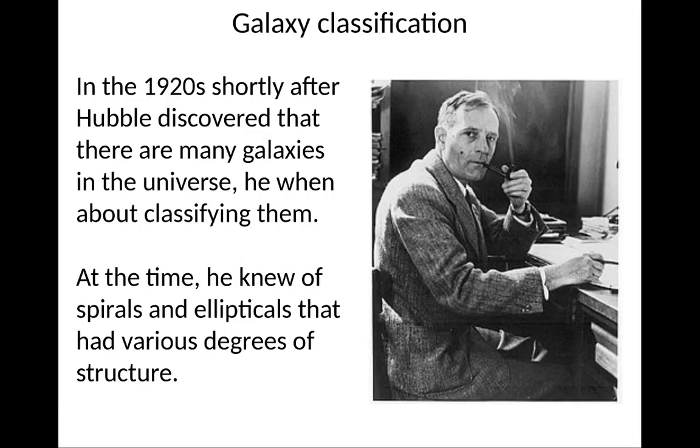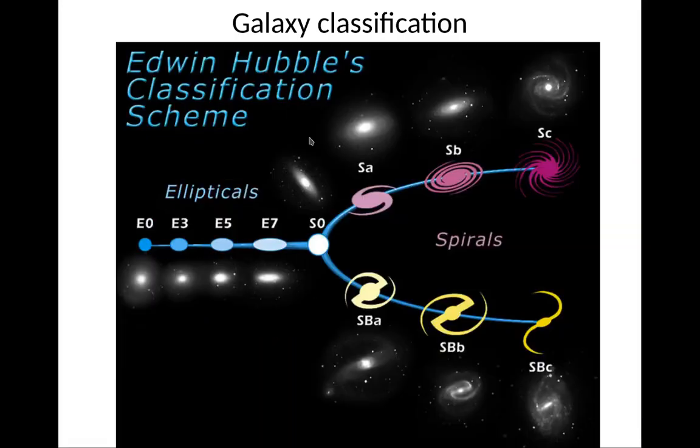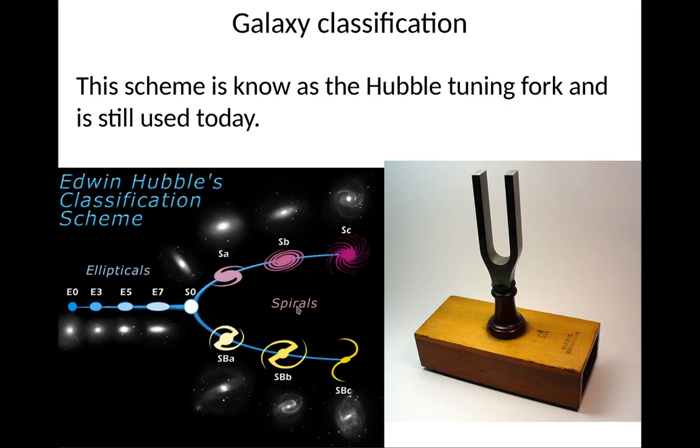Okay. Now, this classification of spirals and ellipticals goes way, way back. In the 1920s, shortly after Hubble discovered there were many galaxies in the universe, he went about starting to classify them. At the time, he knew of spirals and ellipticals, but they had various degrees of structure. So this is Hubble's classification scheme. There are ellipticals and there are spirals, and the spirals are broken into two types: regular spirals and barred spirals. Right? Okay. So this is known as the Hubble tuning fork. Right? It's still used today.